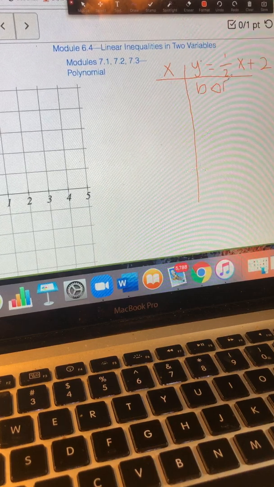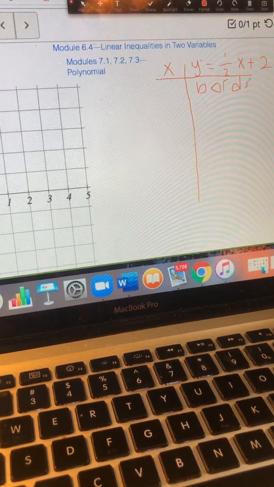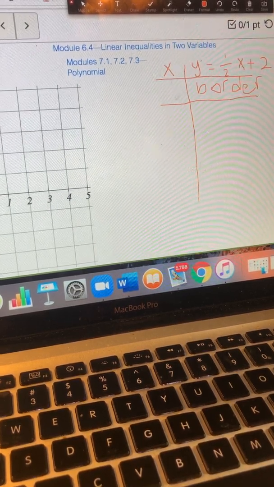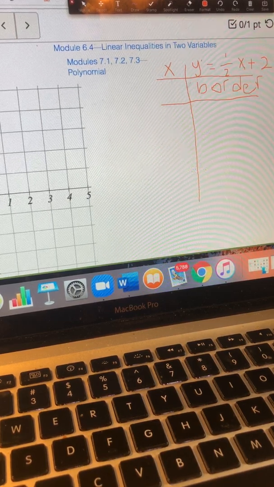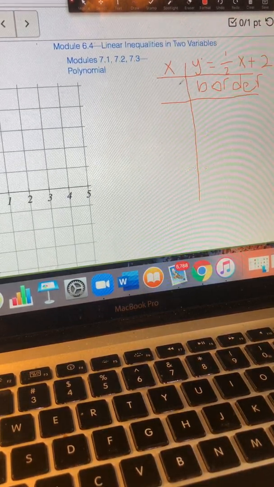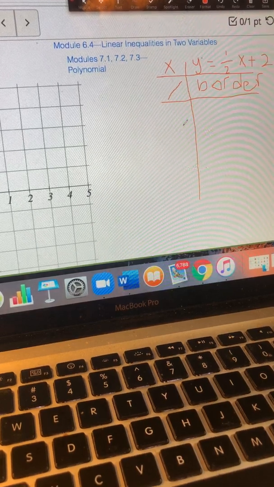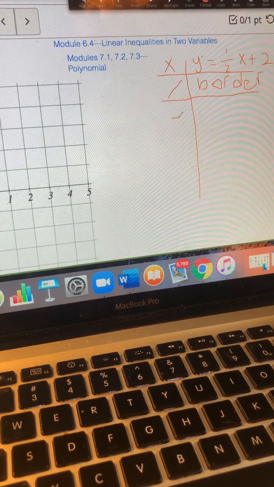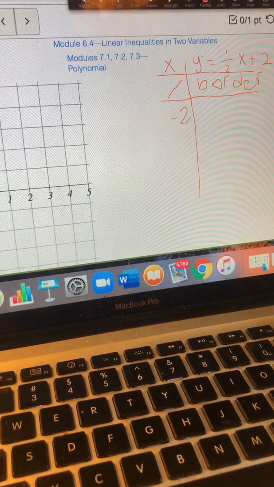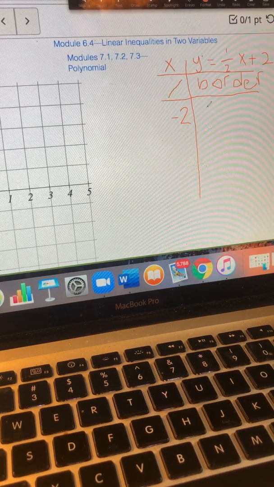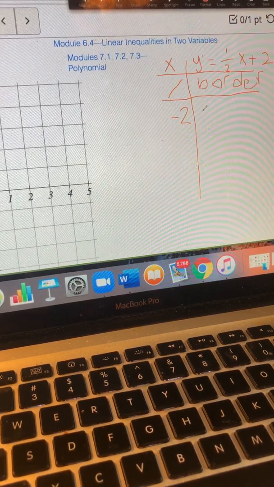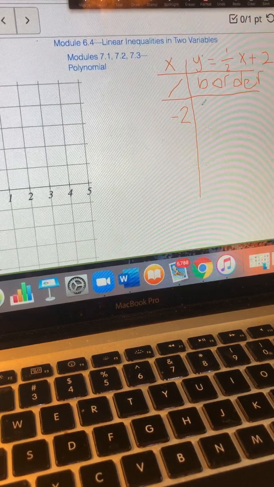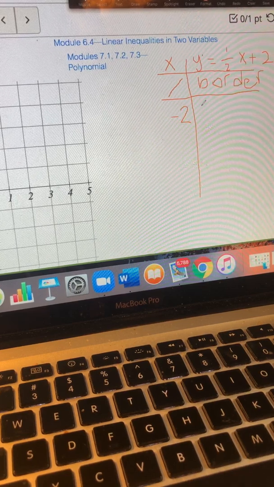All right. And so you can get these sets of points, x and y. We're looking at x values and y values, as you can see there. Let's pick the easiest values that we know. Let's pick multiples of 2. So let's say -2. 1/2 of -2 is going to be -1, and then you add 2, and you're going to get 1.